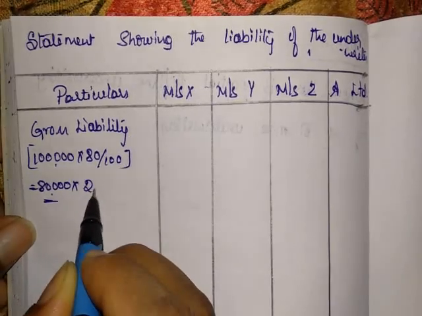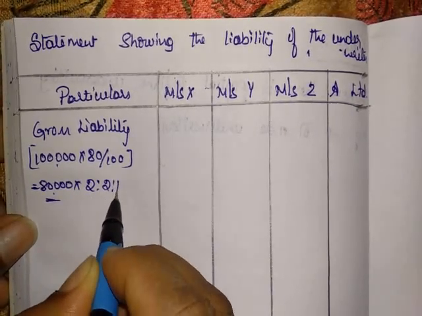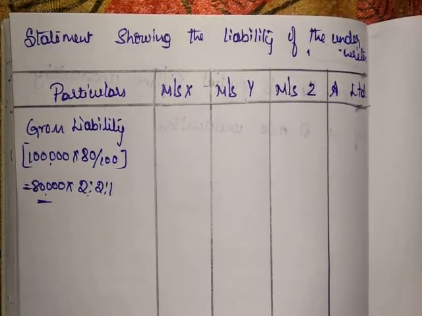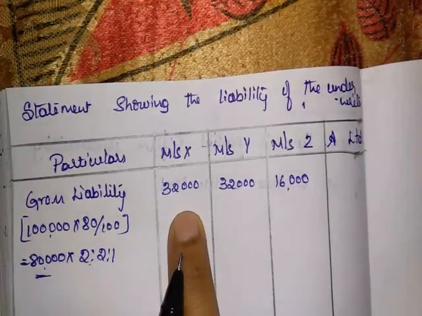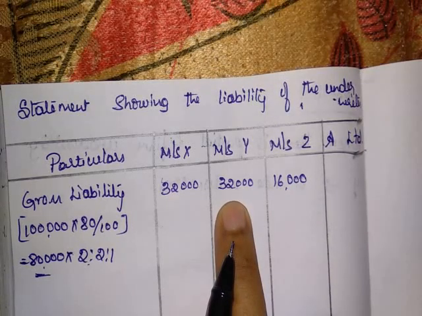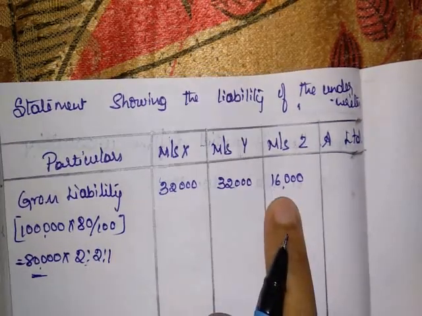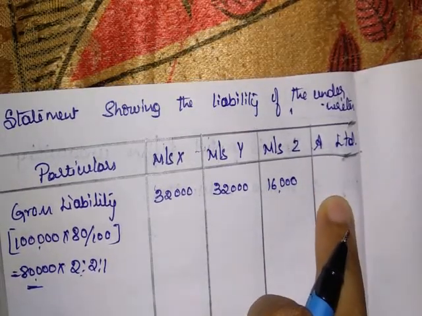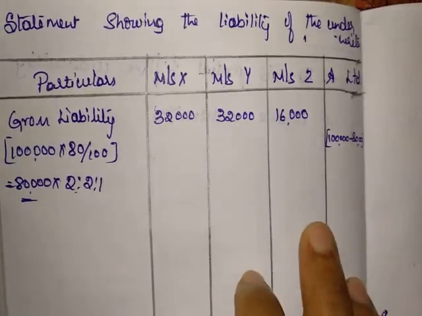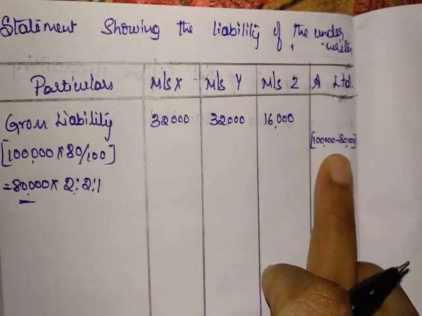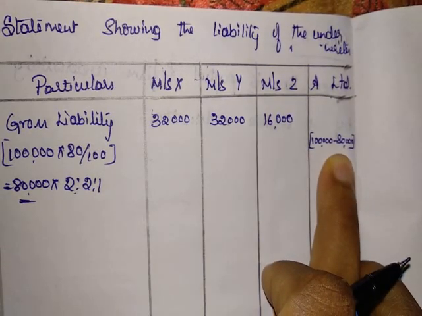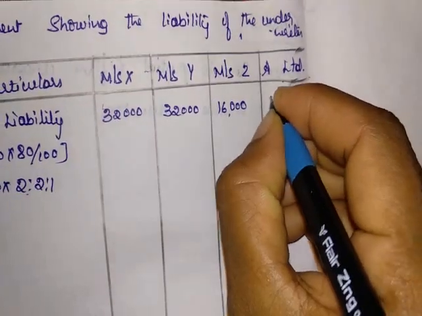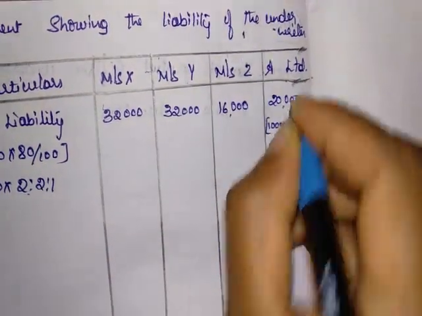For that we require the ratio, and that ratio is given in the problem. That is 2:2:1. 80,000 into 2 by 5, 80,000 into 2 by 5, that is 32,000 each. 80,000 into 1 by 5, that is 16,000. Now we have to calculate the non-underwritten shares. That is 1 lakh total shares minus underwritten 80,000. Then the remaining shares, the non-underwritten shares, are 20,000.